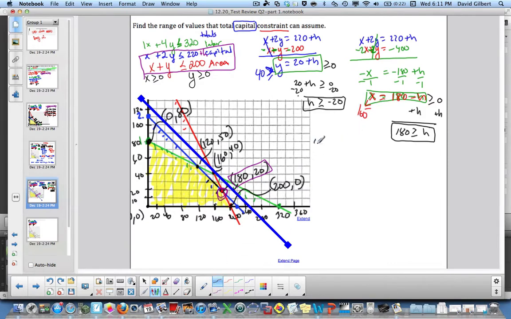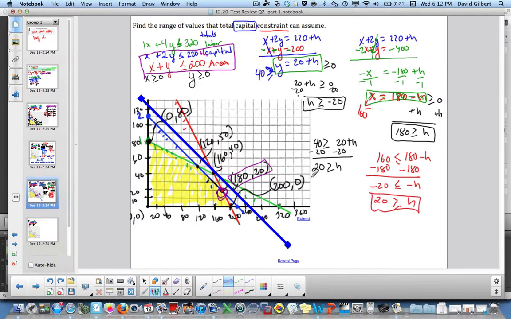So if I say that 40 has to be greater than or equal to 20 plus h, because our y coordinate has to be less than 40, minus 20, and h has to be less than or equal to 20. Alright, if I use that limitation on the x, the fact that x has to be more than 160, not just more than 0, but it actually has to be more than 160 to be past this point, then we get x has to be more than 160. So then we minus 180, and I get negative 20 is less than or equal to negative h, divide by a negative 1, and we get 20 is greater than or equal to h. Gave us the same result.